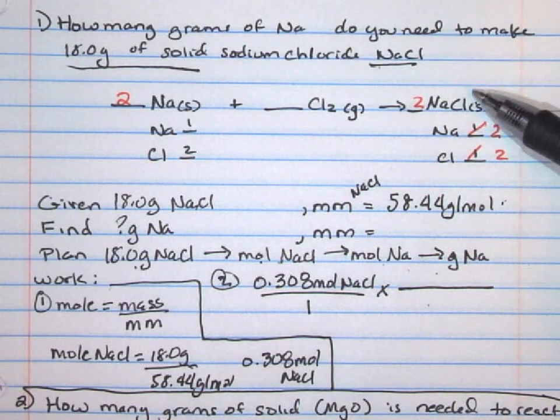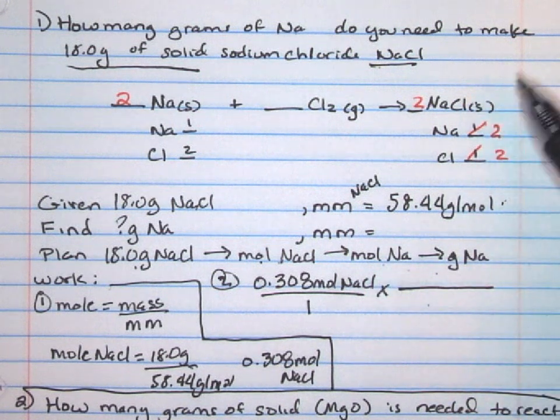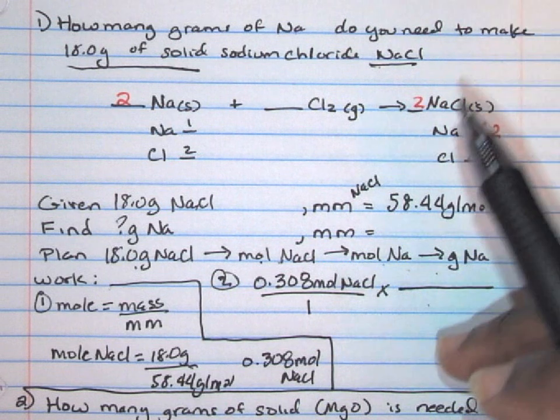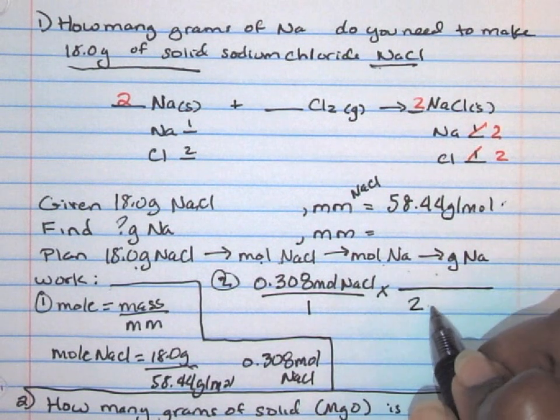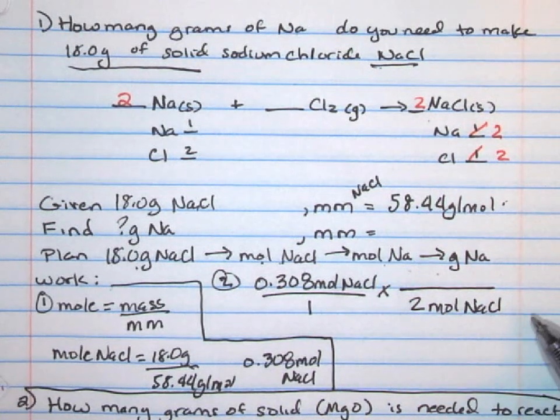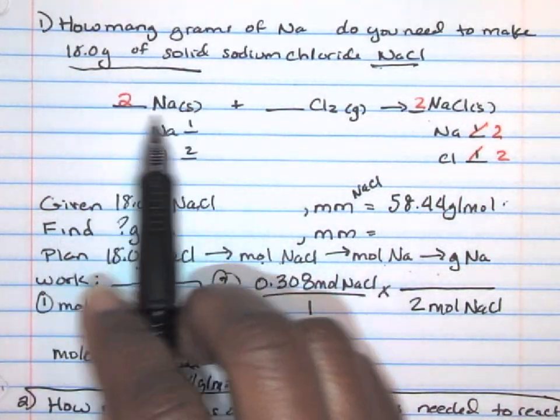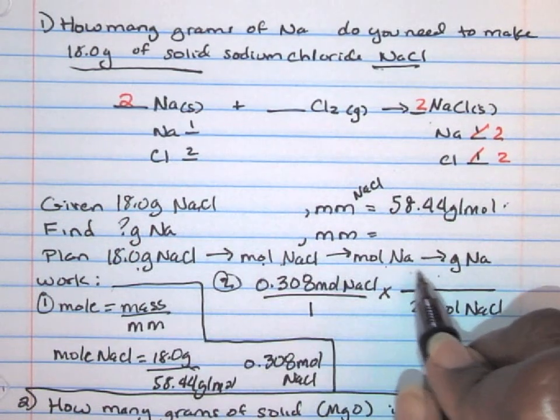I'm trying to cancel out moles of sodium chloride, so I need to find the moles of sodium chloride in this part of the equation. I'm going to take that and plop that down here because that's 2 moles of sodium chloride. Notice the 2 comes from the coefficients in the balanced chemical equation. Now I want to convert that to moles of sodium, so I'm going to take this part and plop that over here.